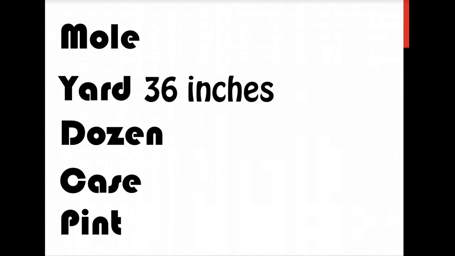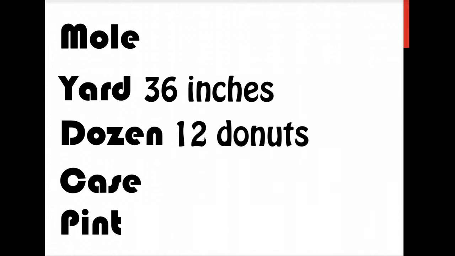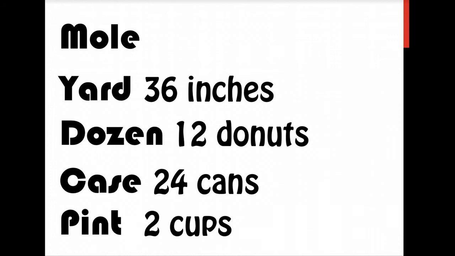We're going to compare this to a yard, a dozen, a case, and a pint. Those are all types of measurements. Well, a yard is 36 inches. A dozen could be 12 donuts, a dozen eggs, a dozen golf balls. It just means 12 of something. A case of something means 24. It could be 24 cans of soda. It could be 24 cans of dog food. A pint is 2 cups.